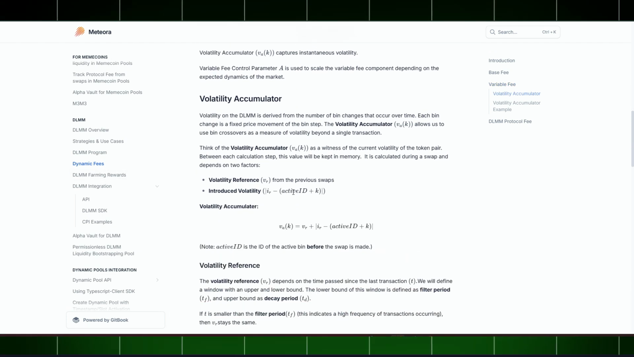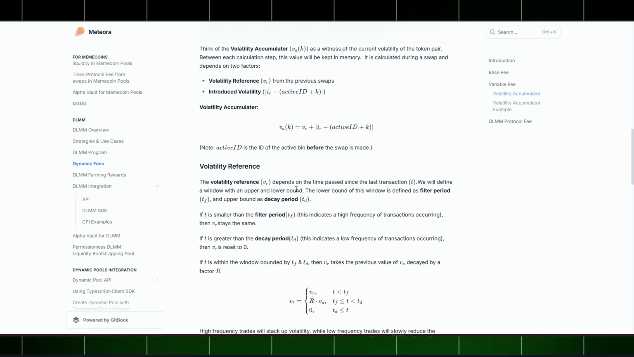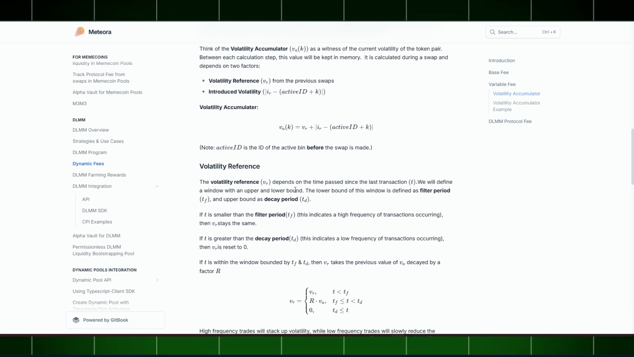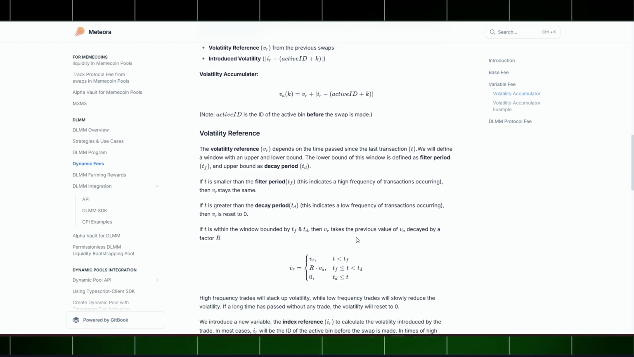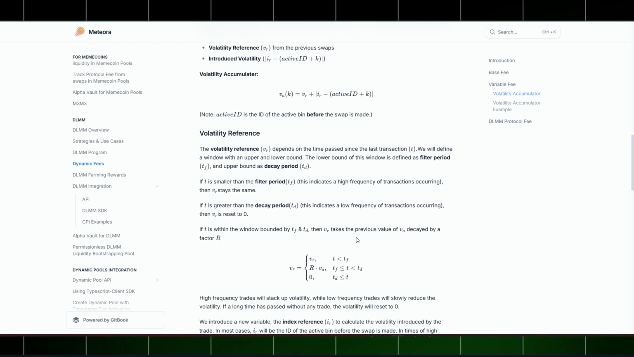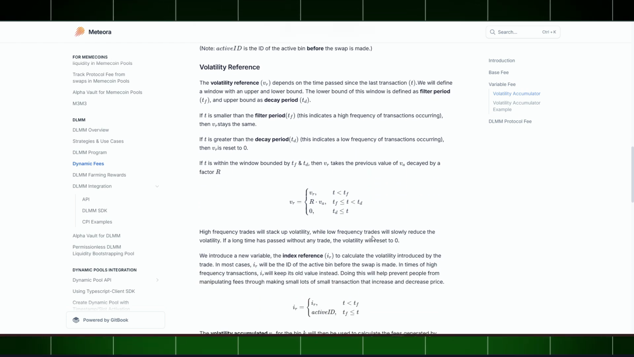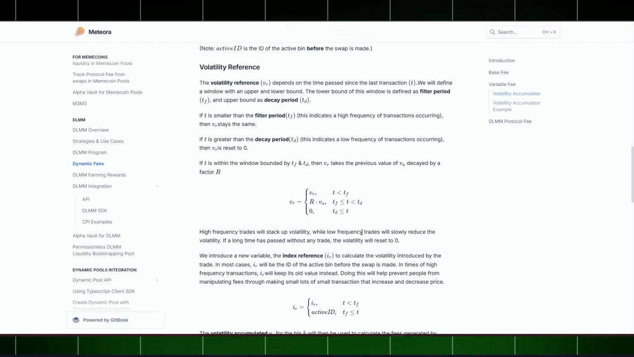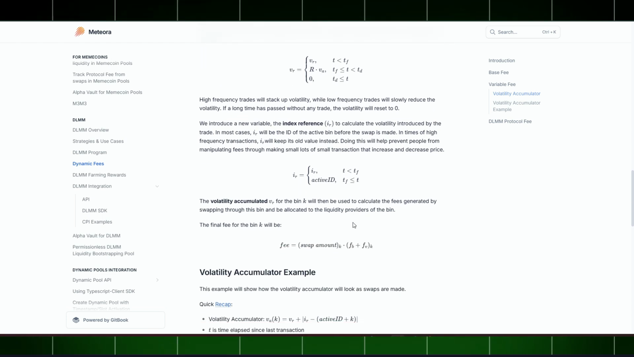Okay, and so dynamic fees. One of the coolest features of the DLMM is dynamic fees. The protocol adjusts fees based on the market volatility. This means that during periods of high volatility, the LPs earn higher fees, helping to offset potential impermanent loss. The higher the volatility, the higher the swap fees, incentivizing liquidity providers to stay in the pool even during the turbulent times.